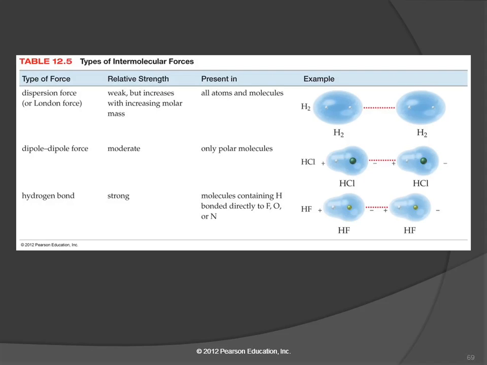This is just a summary of the 3 different types of intermolecular forces that we've talked about. Any questions? So dispersion forces are the weakest. Dipole-dipole forces are in the middle, and hydrogen bonding is the strongest.